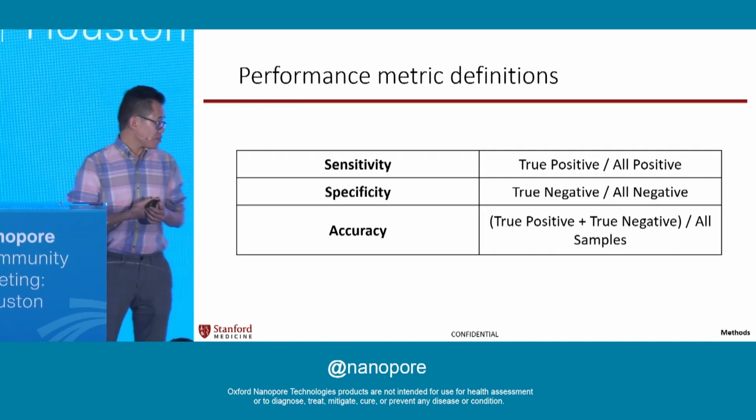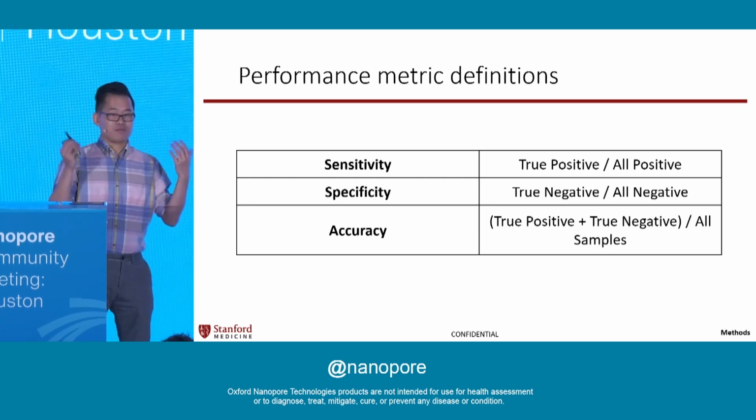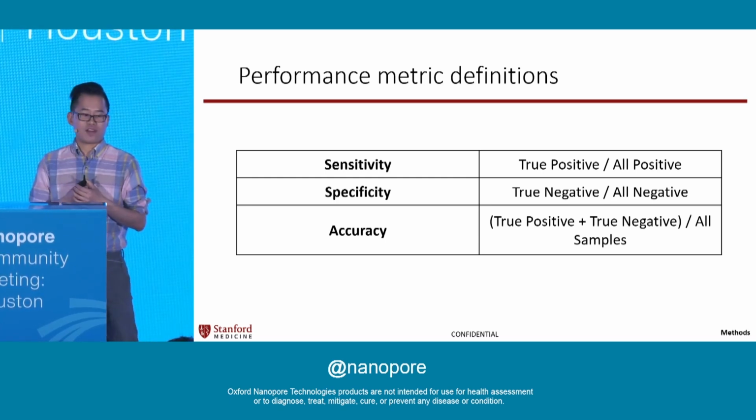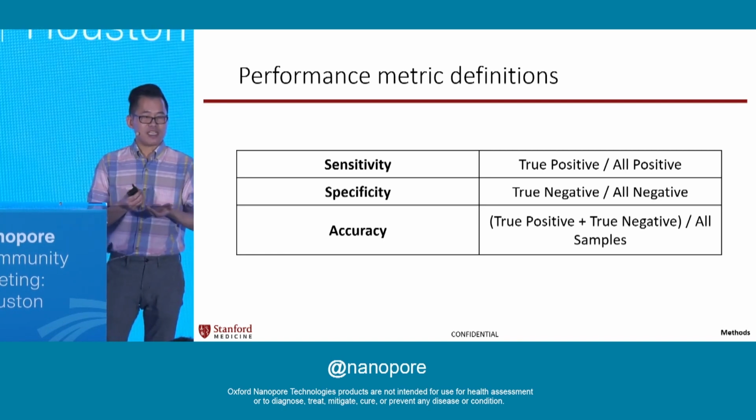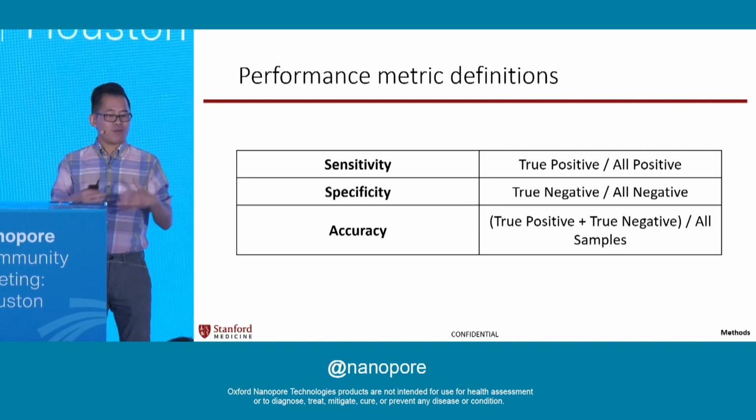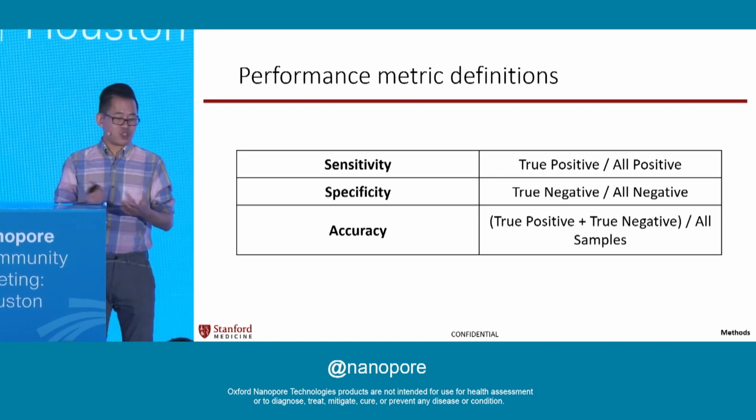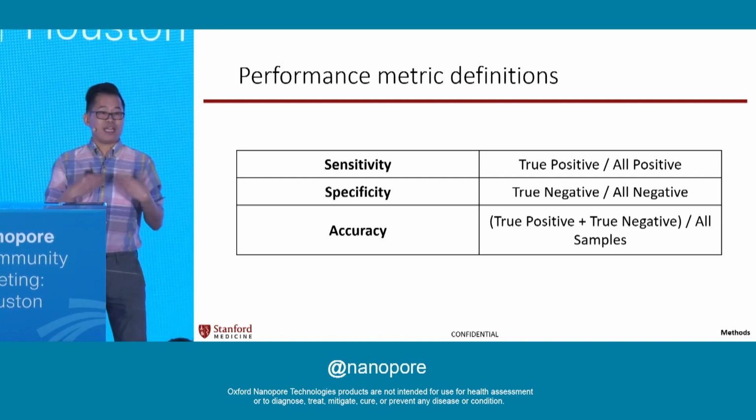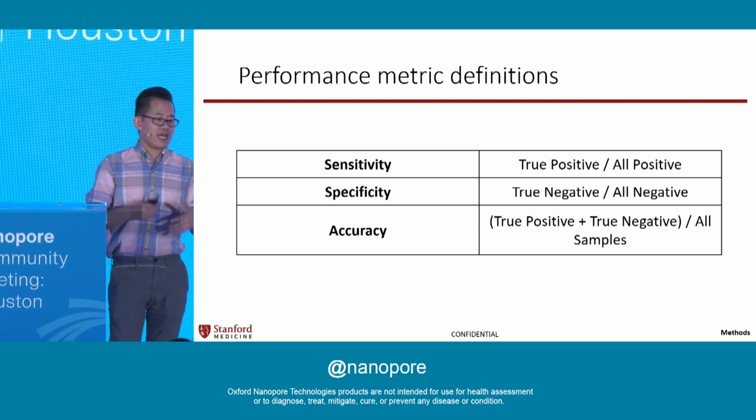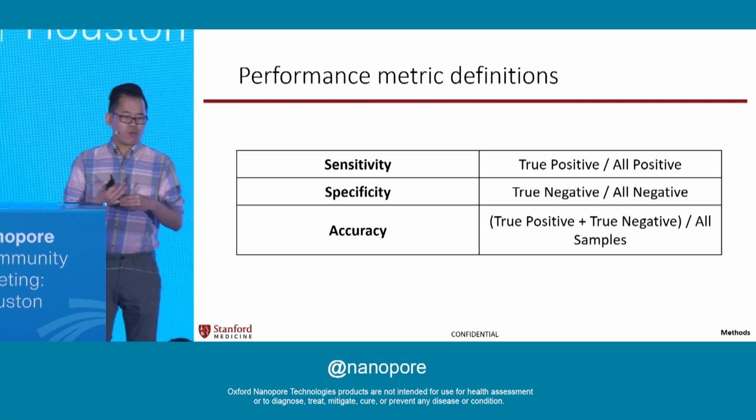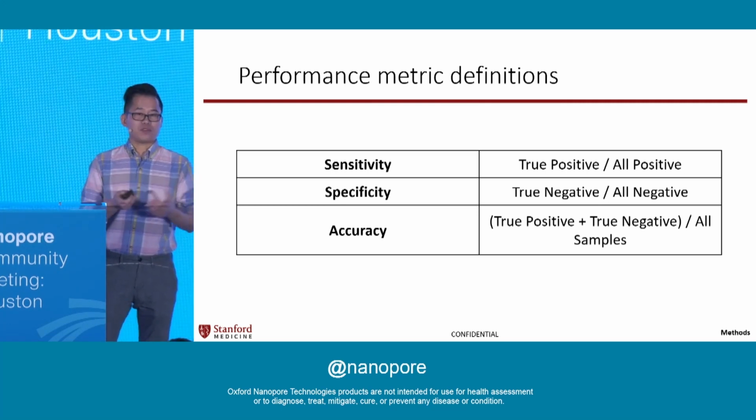So before I go into some results, I'd like to remind everybody of the performance metrics that we typically use in classifiers. The sensitivity is basically asking the question, how many positives do you get right in the classification procedure? The specificity is how many negatives do you get correct? And the accuracy is essentially the combination of the two: the true positives and true negatives divided by all the samples in your data set.